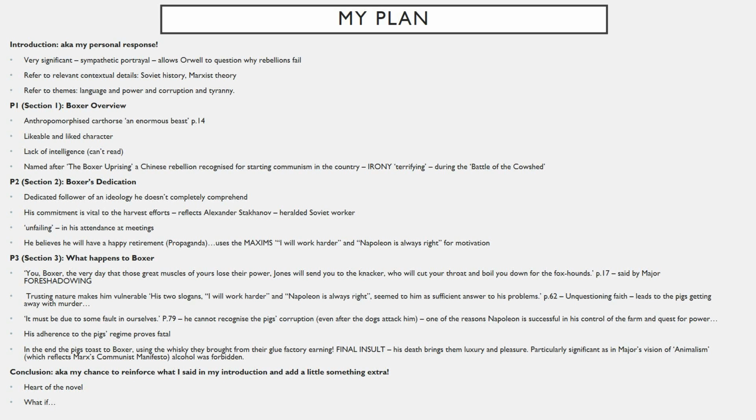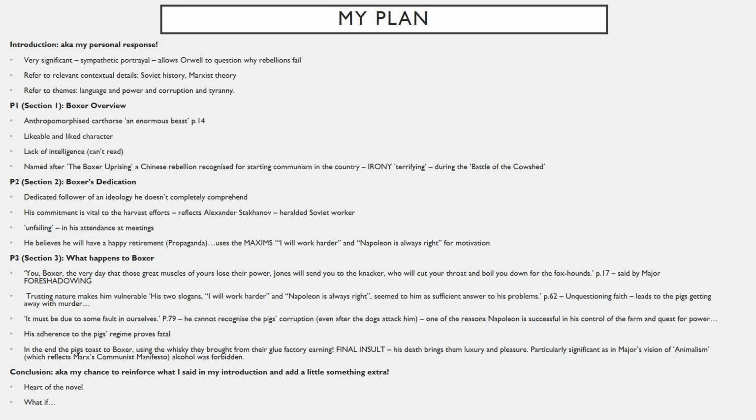Okay, in this introduction, I'm also going to make sure I refer to some contextual details. I'm picking the points that relate to this question and the character of Boxer. So this isn't always going to be exactly the same. It's going to depend on the character or the topic that you're looking at. I'm also going to refer to some themes. Again, there's loads of themes. I've selected these two because I feel that they relate to the points I'm going to argue in the body of my essay.